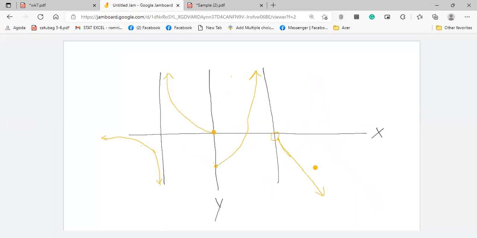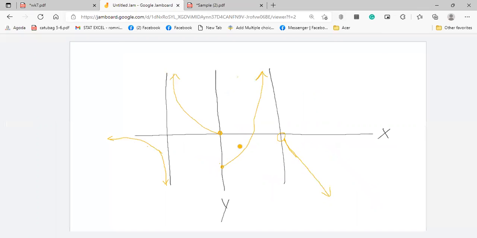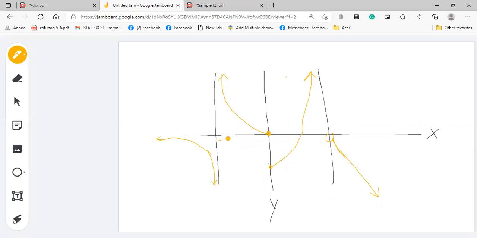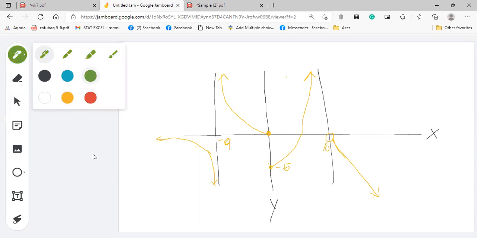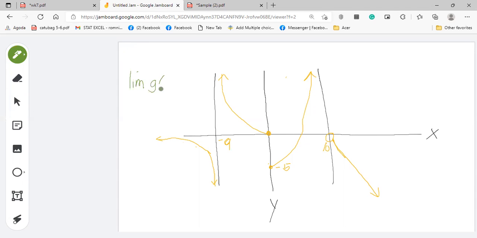Okay, so try nyo i-comment lang yung sagot nyo. So let's say this is -9. This is 10. Let's say this is -5. Okay. Magbigay ako ng 5 lang na problem. So ibigay nyo nga sa akin ang sagot. Consider that this is a graph of g of x. So number 1, what is the limit of g of x as x approaches -9 from the left?